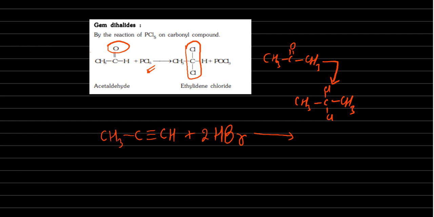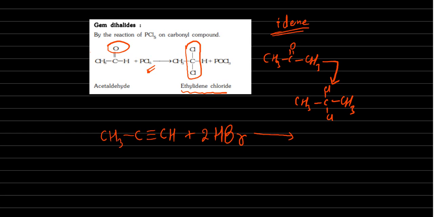So the name is also important here. This is ethylidene chloride. If two halogens are on the same carbon, that is geminal. That's a common name. In the name, while you are naming the compound, you have to take the suffix as idene, ethylidene, right?